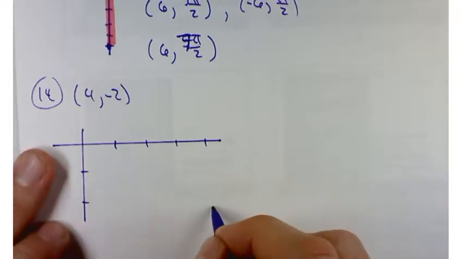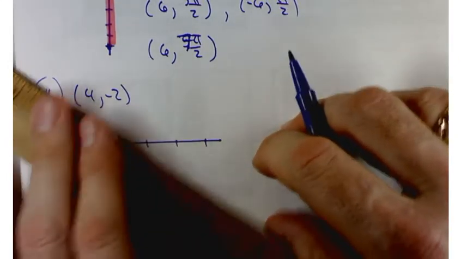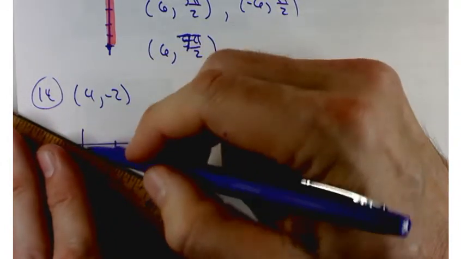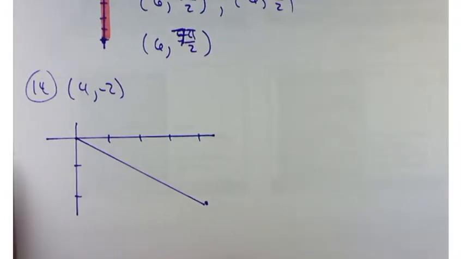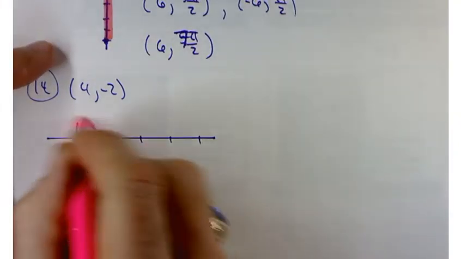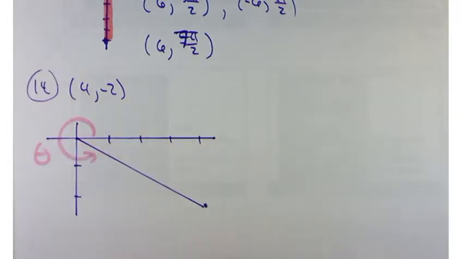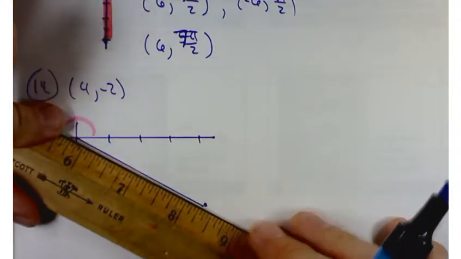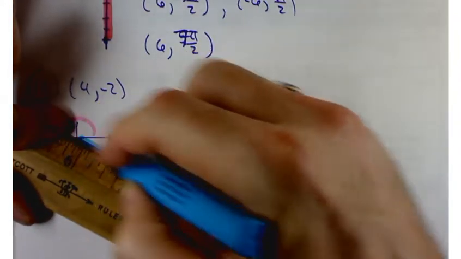All right, so 4 and negative 2 is going to be here. We're going to need two things: the radius and the angle. So I want this angle here. That's going to be theta. Theta is always measured from the positive x-axis, going counterclockwise around to your terminal ray. And then I also want to know what r is. How far out is this point?